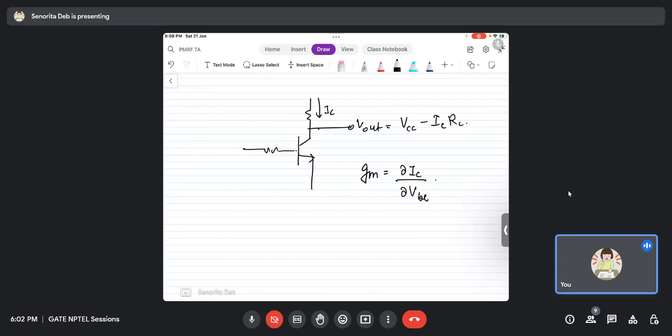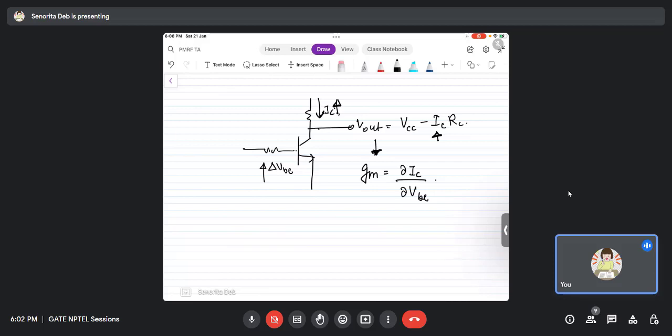That means a small change in your input which brings out the change in VB is amplified by a factor of GM, which is the transconductance gain, and is reflected in IC. So IC also changes by the same amount. If your delta VB increases by a small amount, IC will also increase. Now if IC goes up, what will happen to V out? It will go down.